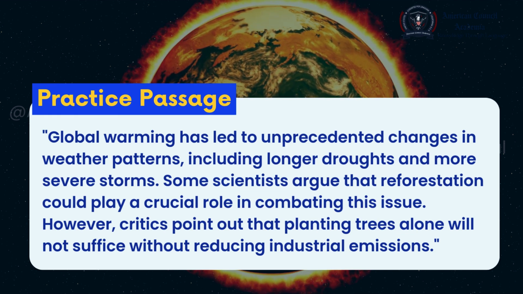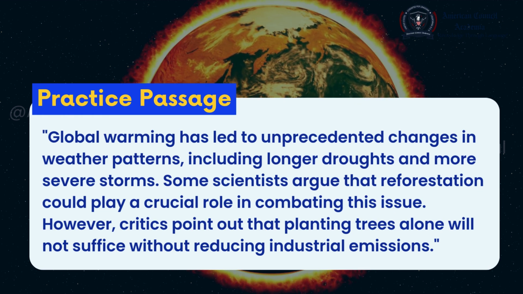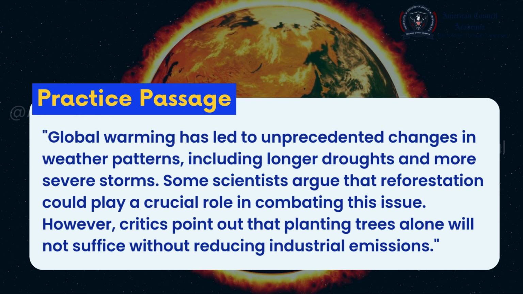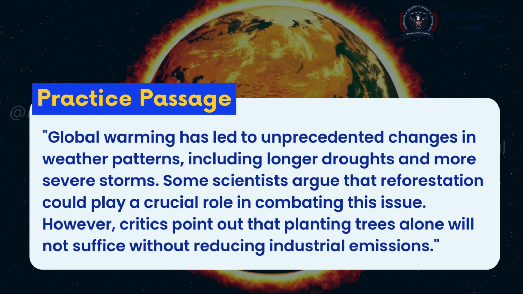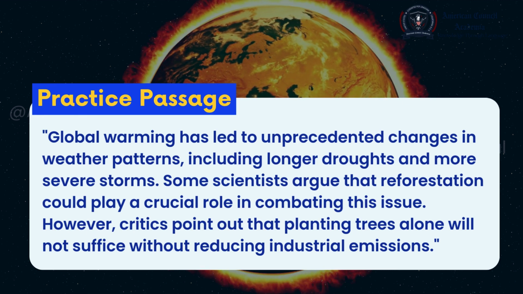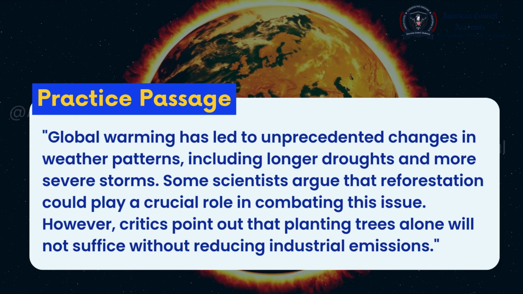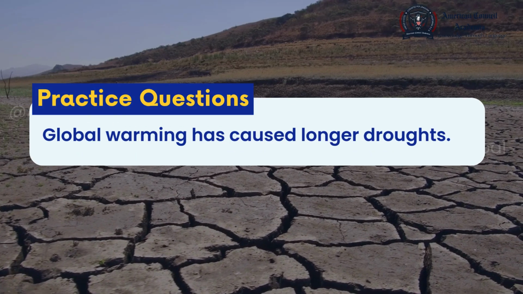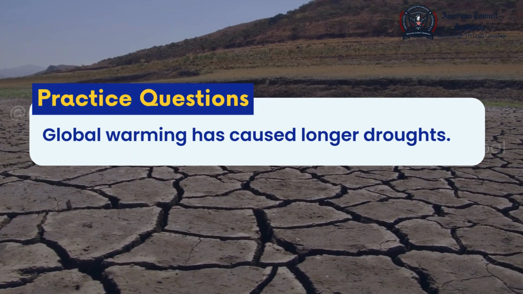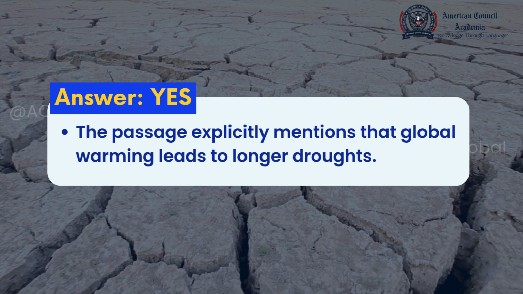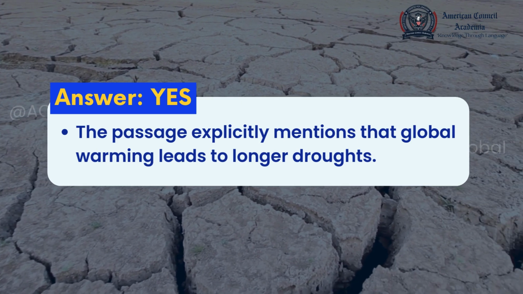Practice passage. Global warming has led to unprecedented changes in weather patterns, including longer droughts and more severe storms. Some scientists argue that reforestation could play a crucial role in combating this issue. However, critics point out that planting trees alone will not suffice without reducing industrial emissions. Practice questions. Global warming has caused longer droughts. Answer. Yes. The passage explicitly mentions that global warming leads to longer droughts.